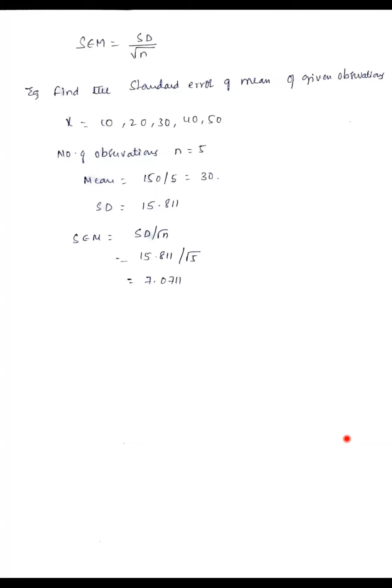Let's see one example. Find the standard error of mean of the given observations, that is x equals 10, 20, 30, 40, 50. Here the number of observations n is equal to 5, and we have to calculate the mean value. You all know how to calculate the standard deviation also. So here the standard deviation will be 15.811. If you know the value of the standard deviation, immediately you can calculate SEM, which is standard deviation divided by root n. Here the standard error of mean will be 7.0711.